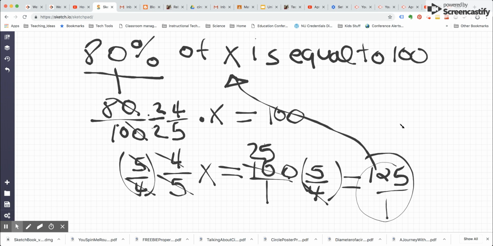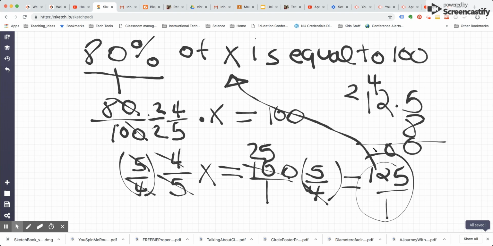Well, let's see. 10% of 125 is 12.5. So if I did that 8 times, 8 times 5 is 40. 8 times 2 is 16, 17, 18, 19, 20. And 8 times 1 is 8, plus 2 is 10. Ta-da! We get 100. So yes, that is a true statement. 80% of 125 is equal to 100. Makes sense. Great job.